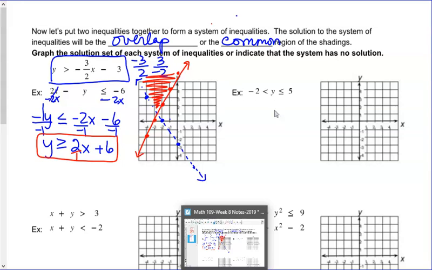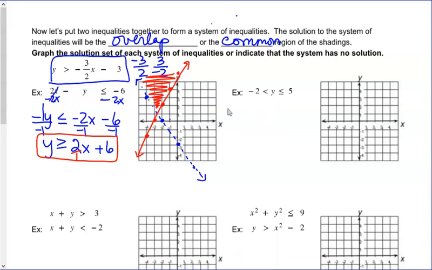It's a compound inequality that I want to remind you could be the same as -2 less than y, and y is less than or equal to 5. By splitting that apart, we had a connecting word of "and". I'm going to flip this around and make it y greater than -2. So I'm going to graph this, and I'm going to graph that. Those are going to be my two lines, and we need to determine where is the overlap, okay?